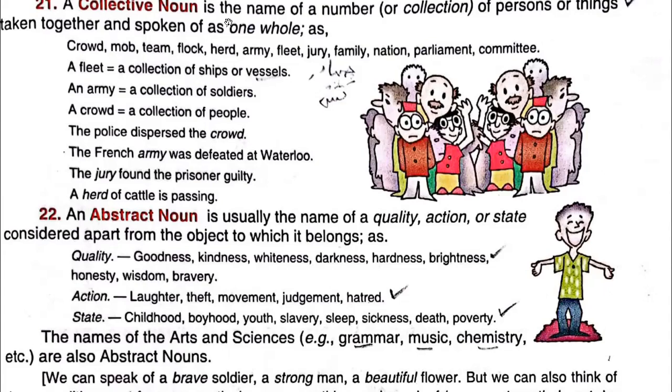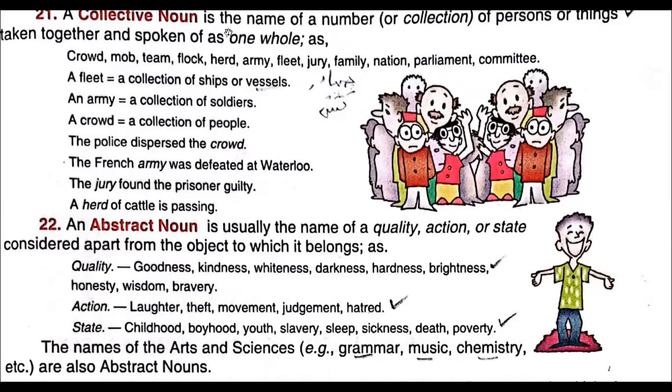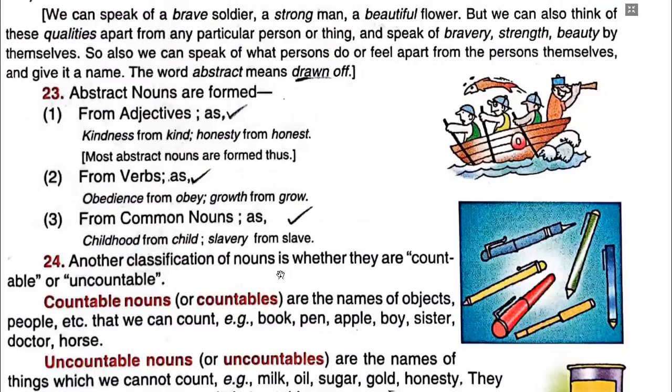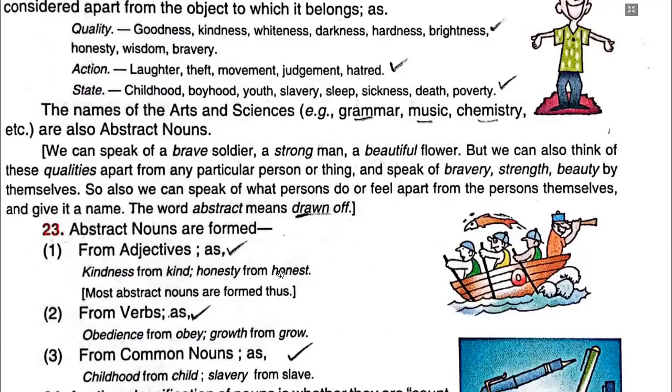The names of arts and sciences, for example grammar, music, chemistry, etc., are also abstract nouns, because these are ideas. Like a chemistry book, we can touch it, but we cannot touch chemistry itself anywhere. We can listen to the music, but we cannot touch or see the music. We can read, write or learn, but we cannot touch it anywhere. These are abstract nouns. And there is another term associated with this, the concrete noun. All those things which we can touch are concrete nouns.